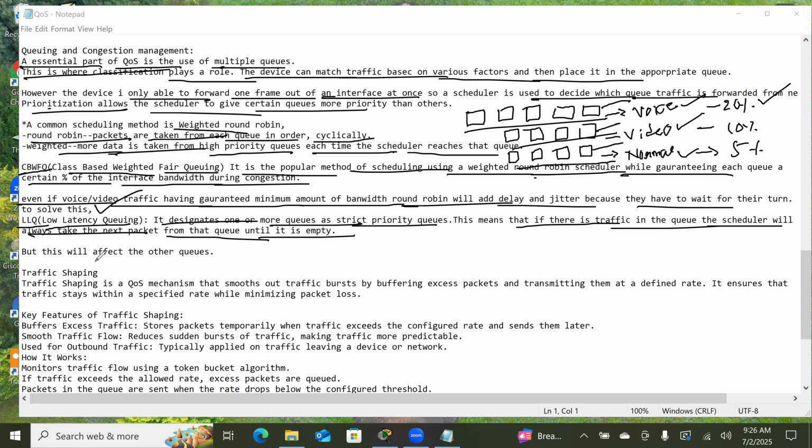But still, this will affect the other queues also. If the scheduler takes the whole voice data at the same time, then video and normal data have to wait for some time. That means you may get a delay in these two.